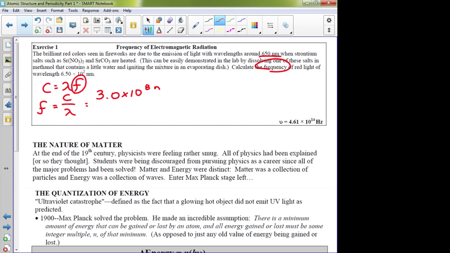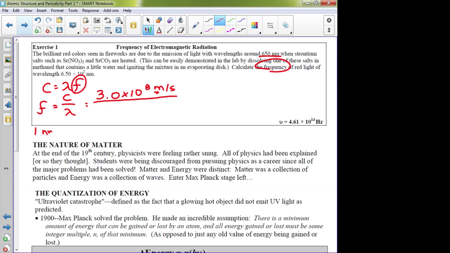3.0 times 10 to the 8 meters per second divided by my wavelength, 650 nanometers. Why can't I just write 650 nanometers there and move on? It's not in meters. You have to write 6.5. There you go, because it's not in meters. I've got to put it in meters since that is in meters.